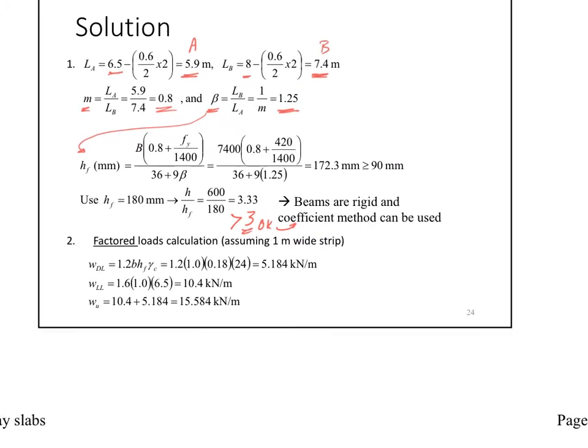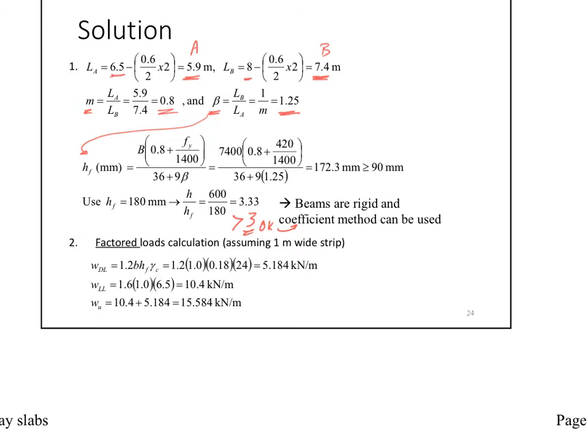Now the next step is to find my ultimate loads, and those ultimate loads are the ultimate dead coming from the slab thickness, just the own weight of the slab. So that's 1.2 times the weight of the slab, which is thickness times the gamma concrete. So that gives 5.18. And then the ultimate live load, which is 1.6 times the live load given in the example, that's 6.5. So that is 10.4. Add them up together to find the total ultimate load of the slab.